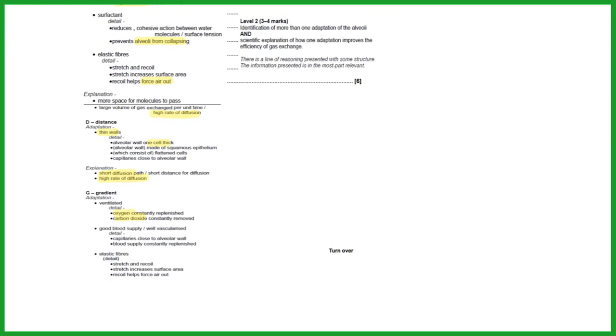So all the time you've got to be thinking, I'm specifically thinking about the alveoli, I'm only making points about the alveoli, and then I'm linking that to how that adaptation means that this leads to better gas exchange than if it wasn't there, which is explaining why that increases the efficiency of gas exchange.